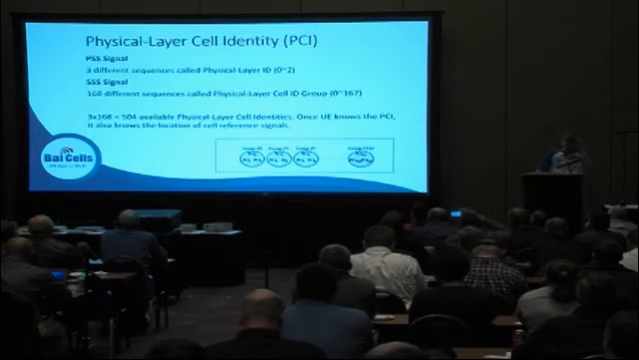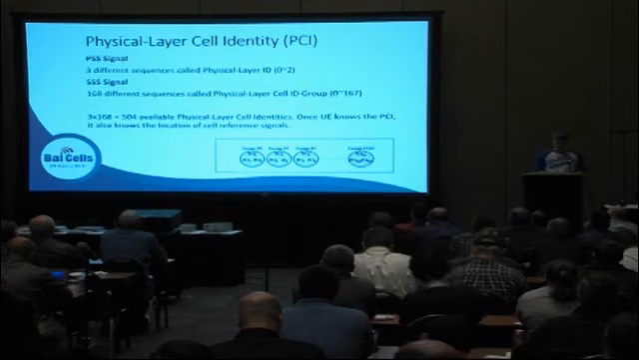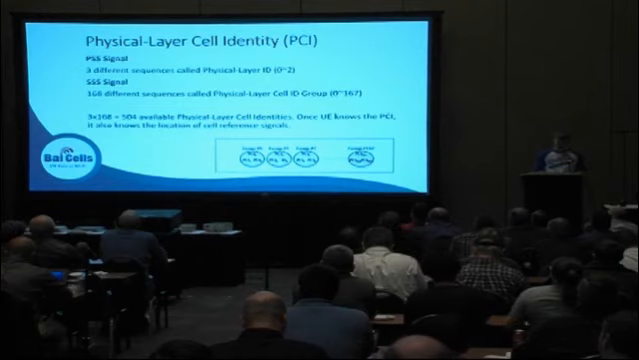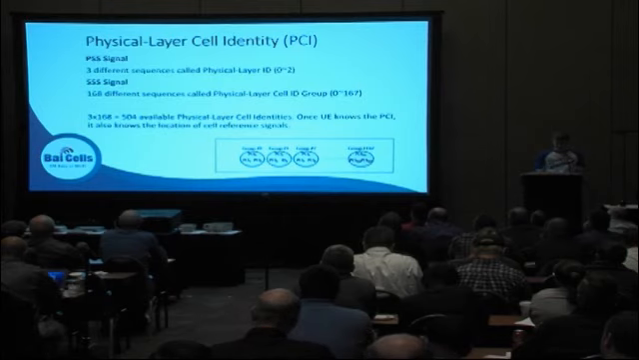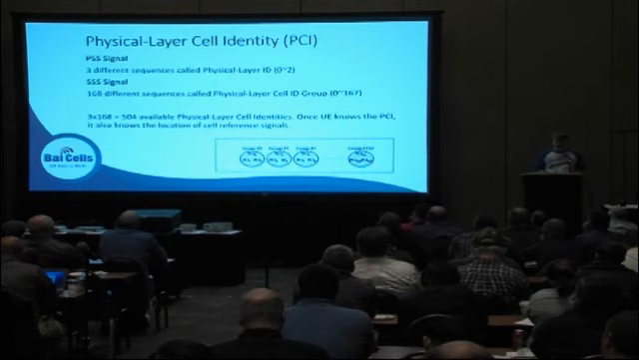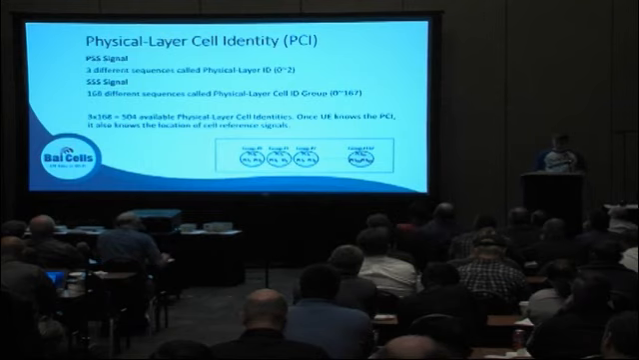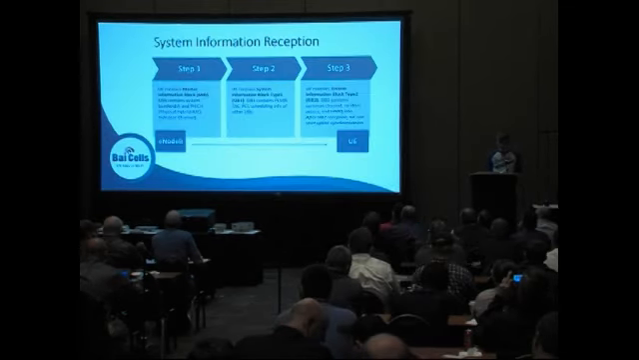Okay, so Cameron will go into this as well in a little more detail later, but this is basically the PCI. You have the PSS signal, which has 3 IDs. This determines where the reference signals are located. So it's important that when you're deploying your equipment, you not only want to channel plan, you want to PCI plan. Again, we'll go into a little more detail later, but in total you have 504 PCIs. Information about the cell.